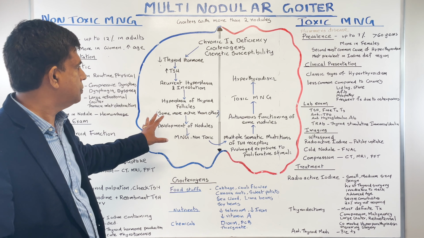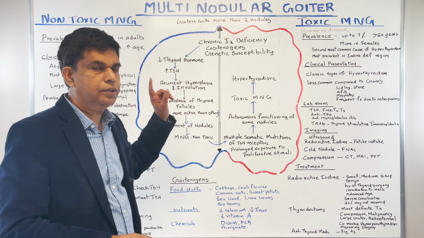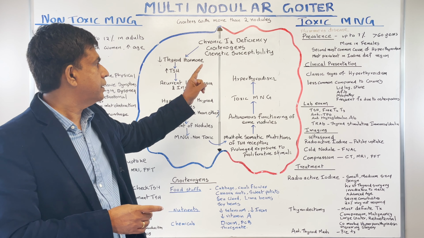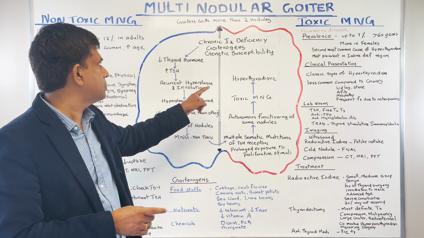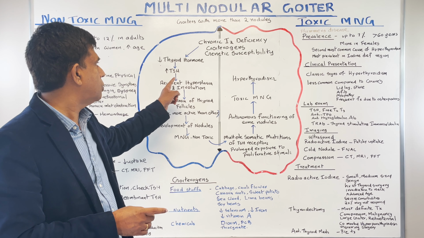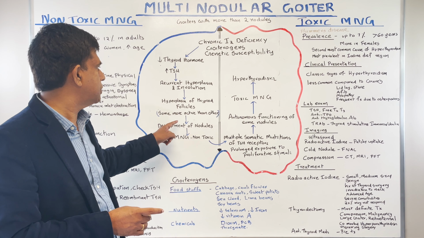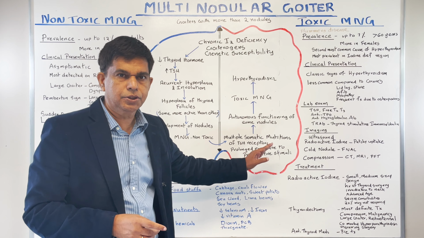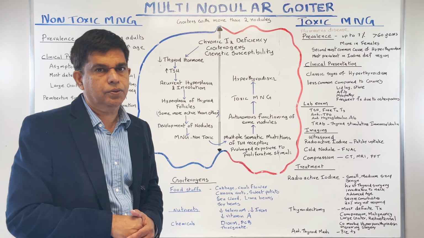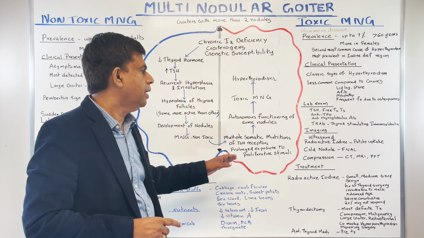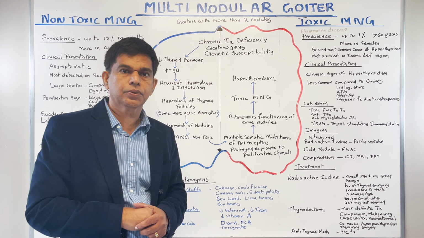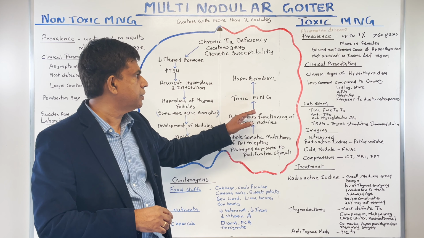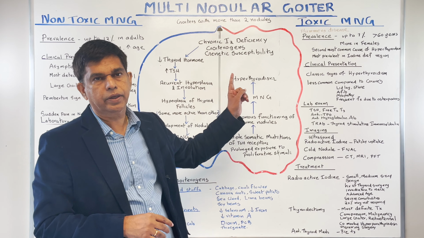And then when you come to pathophysiology, it's very important to know about the pathophysiology. So I'm going to go back again. Think about chronic iodine deficiency, goitrogen, genetic susceptibility, decreased thyroid hormone, increased TSH, recurrent hyperplasia, development of nodules. Then come to this side. How does it become toxic multinodular goiter? Again, genetics also has to play. Prolonged exposure to the stimuli also is there. And then you got autonomous functioning of some nodules. Then you got toxic multinodular goiter and hyperthyroidism.